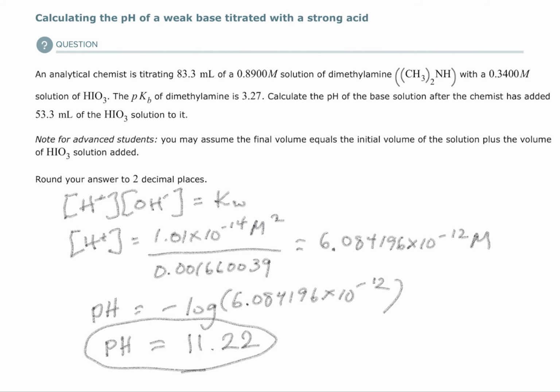Okay? I remember that the concentration of hydronium, H+, times hydroxide, the product of that, equals K sub W, which is a constant. It's that 1.01 times 10 to the negative 14, and it never changes. That is always going to be the same number. So I found my hydroxide, divided it into my K sub W to find my concentration of H+, and then to find pH, I just take the negative log of that. And then you want 2 decimal places here.